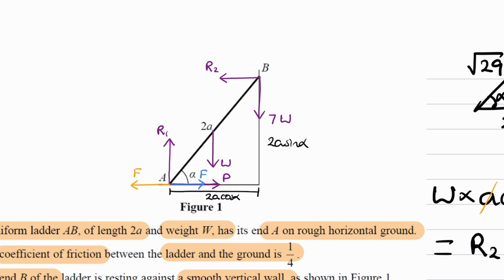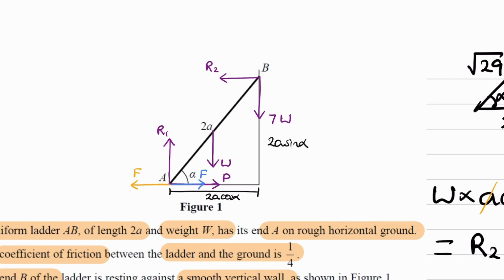The other scenario is if the builder's assistant does not push very hard towards the right, or at all even, and in that scenario it's just the frictional force towards the right that stops the ladder from sliding down the wall or towards the left at point A. So builder's assistant pushes hard towards the right, frictional force acts towards the left. If he doesn't push very much, the frictional force stops the ladder from sliding down the wall and acts towards the right.